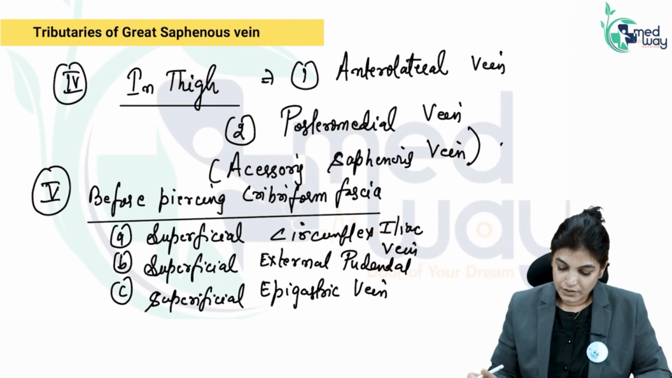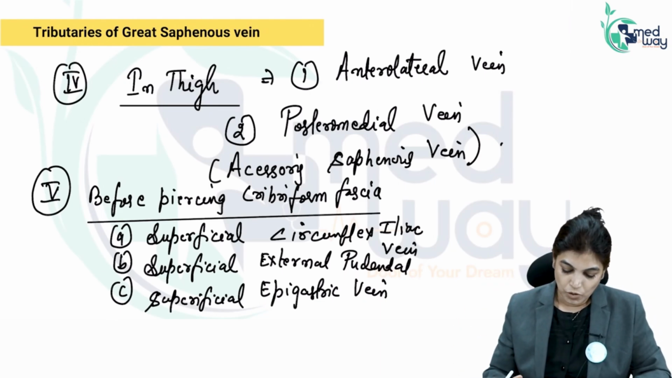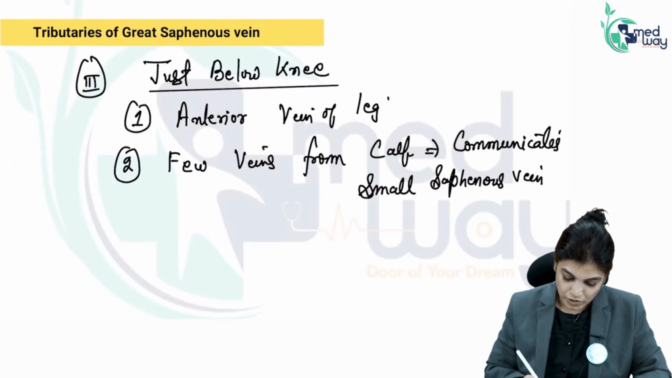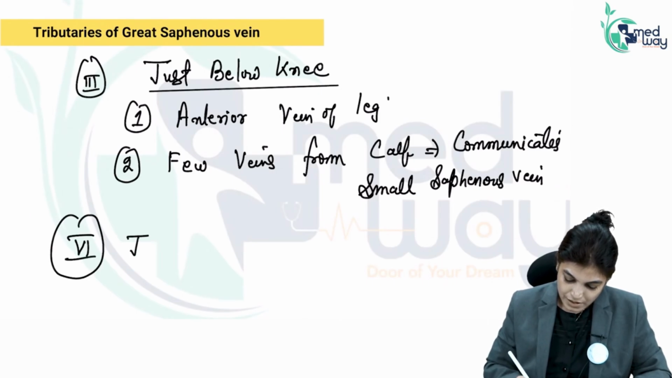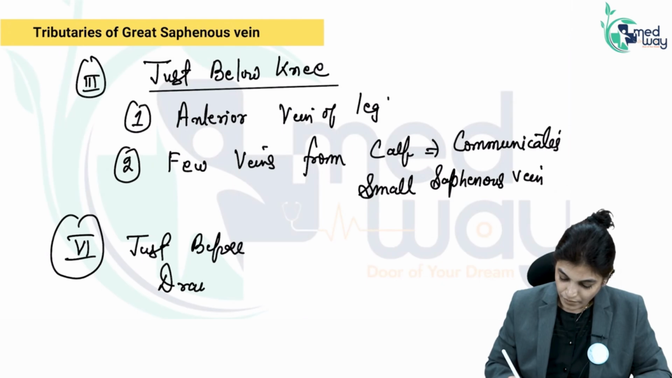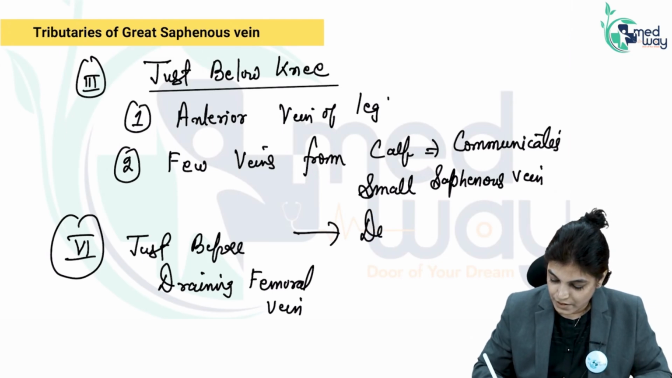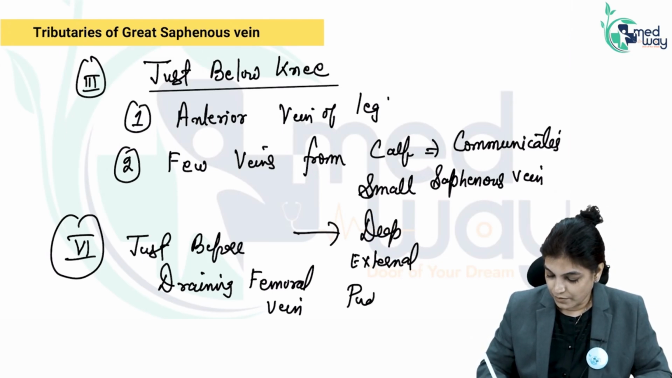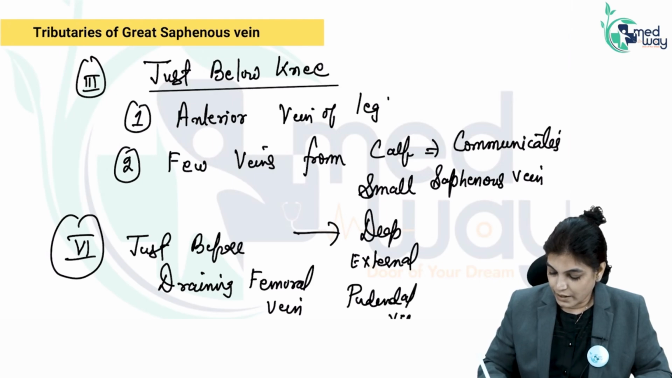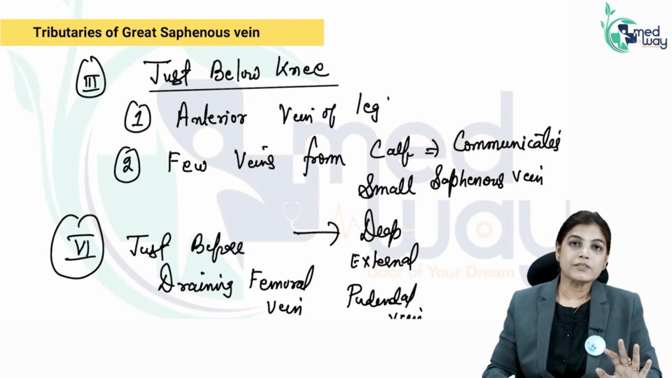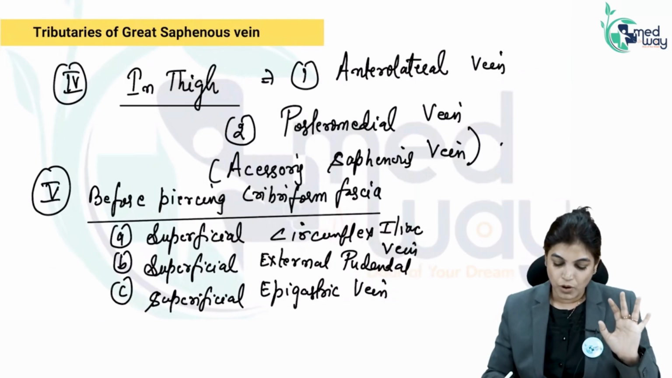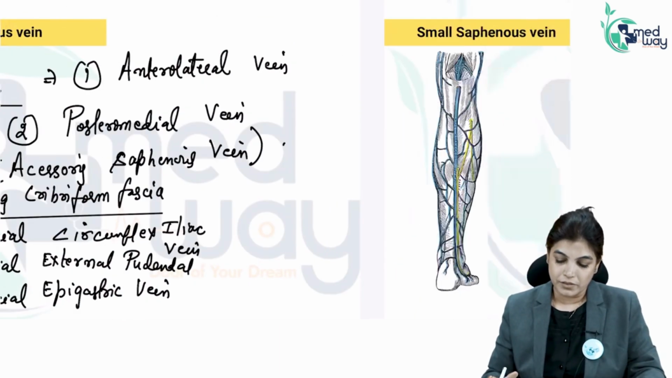And just before draining into the femoral vein, the sixth one, it gives deep external pudendal vein. So got it? These are all the tributaries of great saphenous vein, and it is important that you should know the names of all these tributaries.